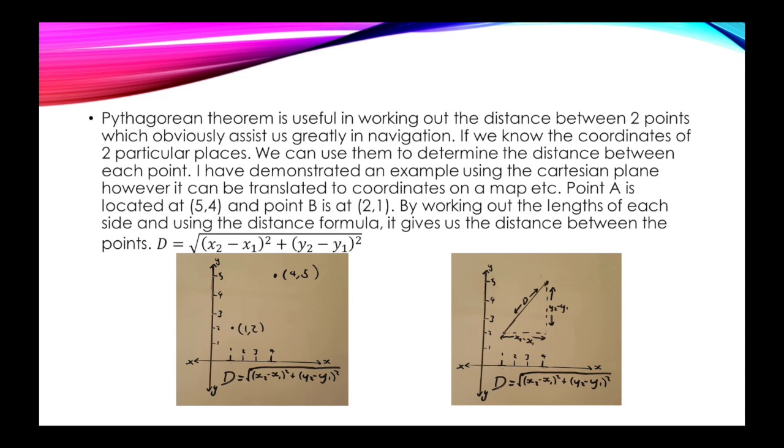The Pythagorean theorem is useful in working out the distance between 2 points, which obviously assists us greatly in navigation. If we know the coordinates of 2 particular places, we can use them to determine the distance between each point. I have demonstrated an example using the Cartesian plane, which can be translated to coordinates on a map. Point A is located at (5, 4) and point B at (2, 1). By working out the lengths of each side and using the distance formula, it gives us the distance between the points, as can be seen below.